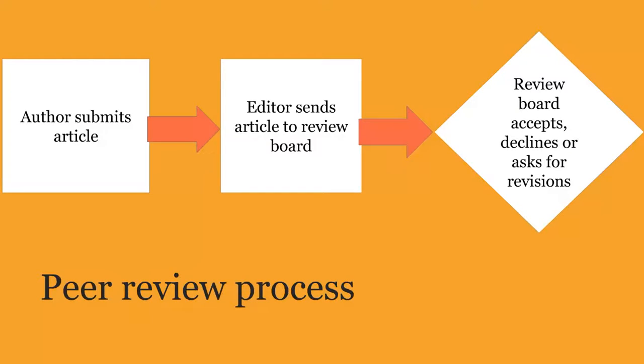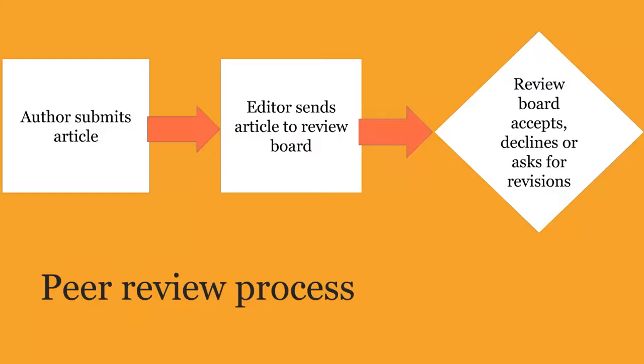A peer-reviewed article is one that has been reviewed by scholars who are subject specialists in the same field as the author. The group of peer reviewers can accept an article for publication, request revisions before publication, or reject an article. Because of this process, peer-reviewed articles and journals are considered the most authoritative and reliable sources for academic research.